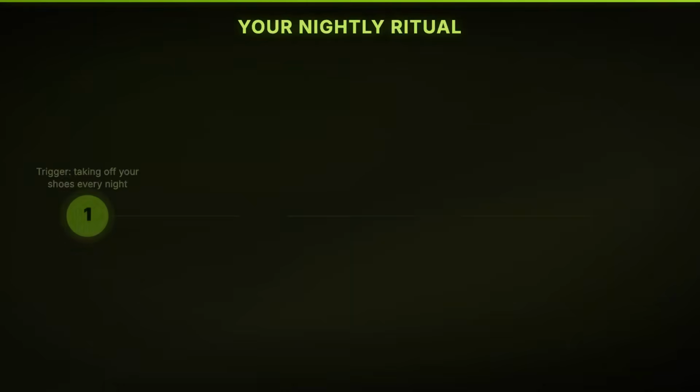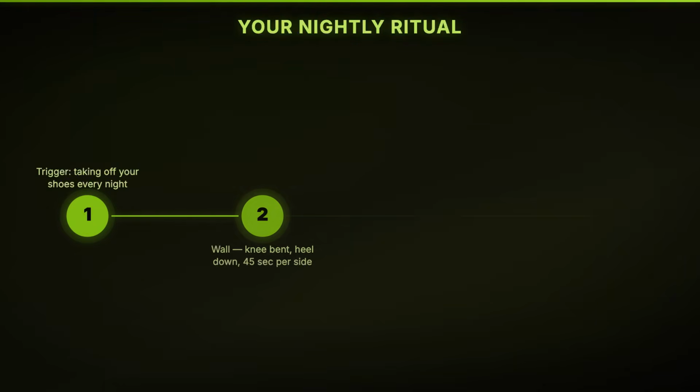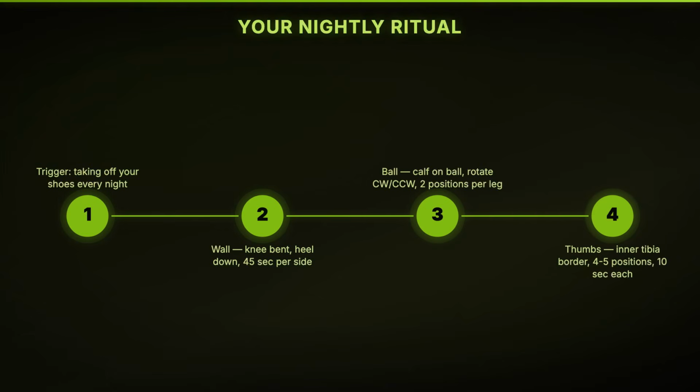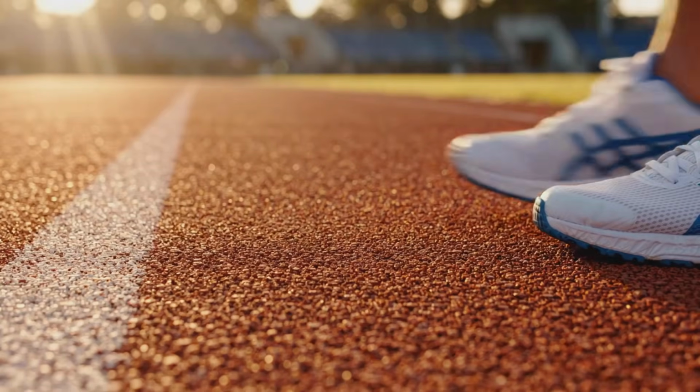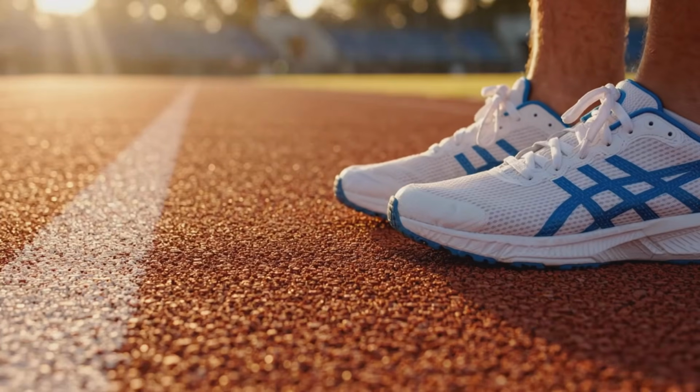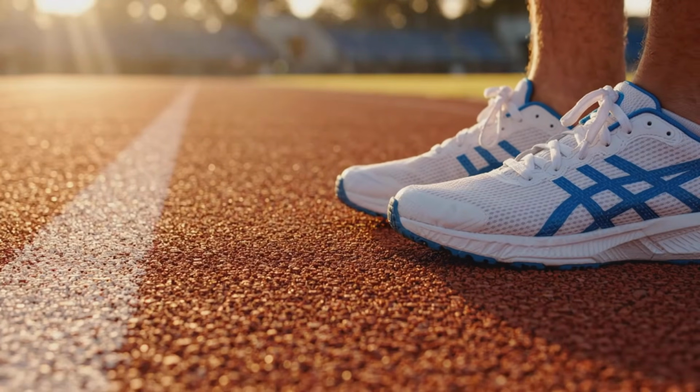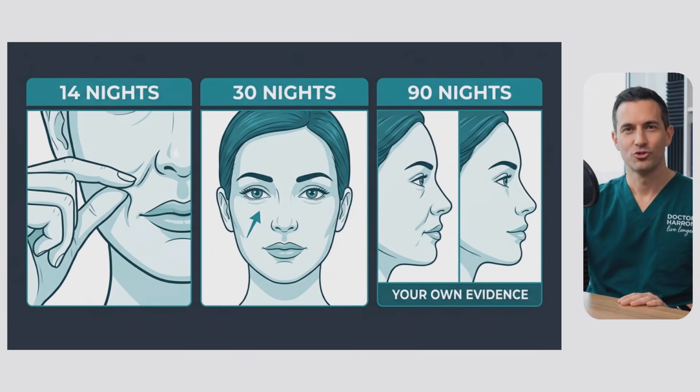Here is your ritual. Tonight, when you take off your shoes, that is your trigger. Shoes off means soleus release. Whichever version matches your body, wall, ball, or thumbs. 90 seconds, every single night. The shoe removal is the anchor because it already happens. You're attaching a new action to an existing behavior, which is how rituals survive past the first week of motivation.